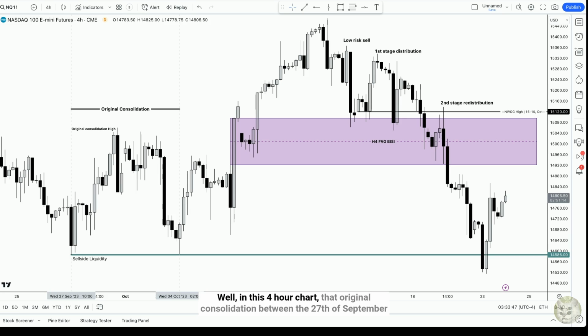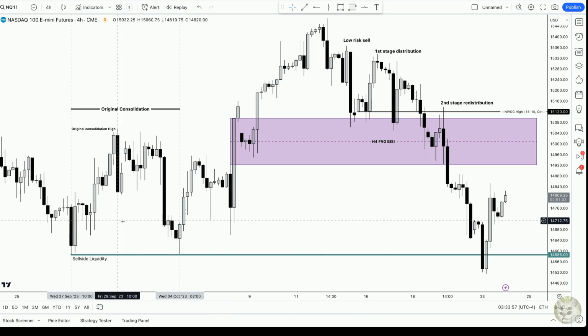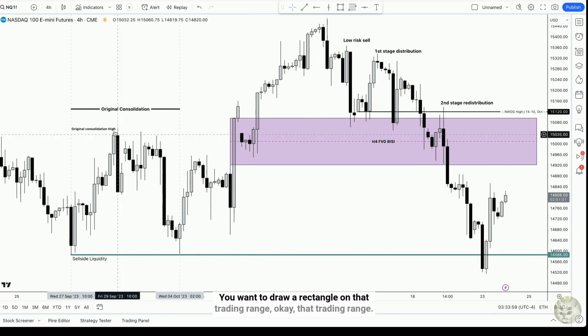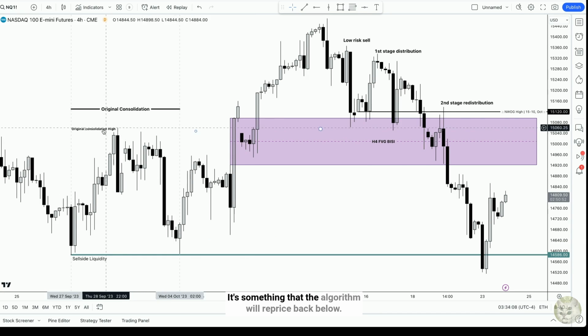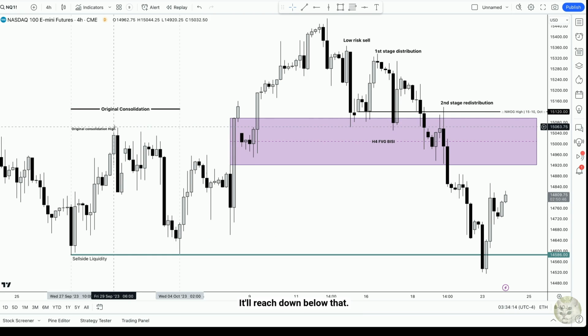Well, in this 4-hour chart, that original consolidation between the 27th of September on the 4-hour and the October 4th low and the high on the 29th of September, you want to draw a rectangle on that. That trading range is something that the algorithm will reprice back below. It'll reach down below that.